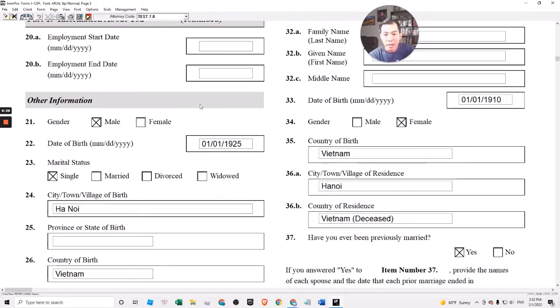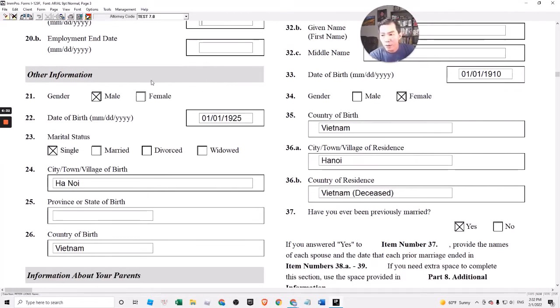See? Alright, so they're done with the employment information. Next is your other information. They ask about your gender. You are male or female, check one here. They don't have a third box for you to check. You just check the one that is identical with your birth certificate.